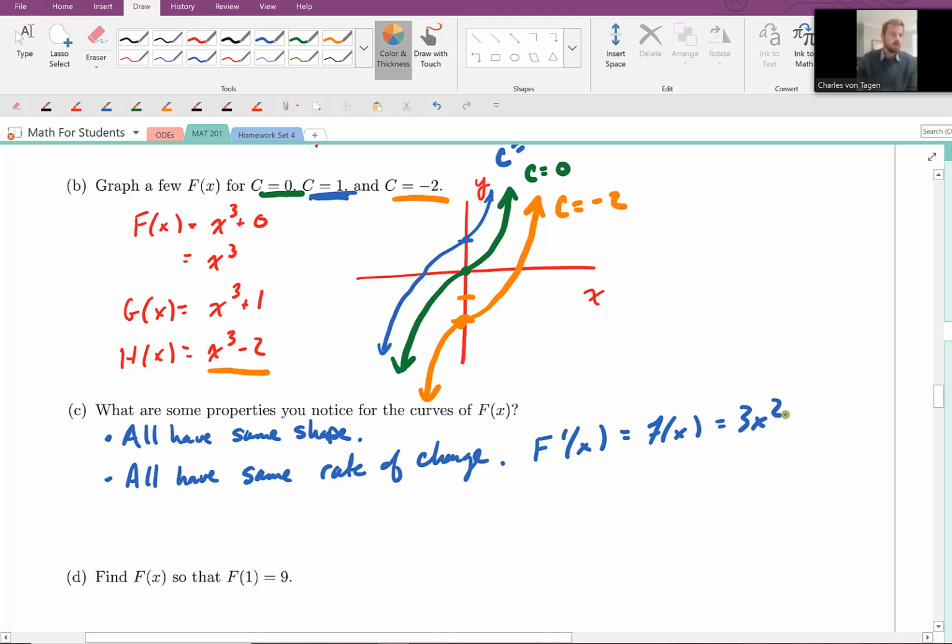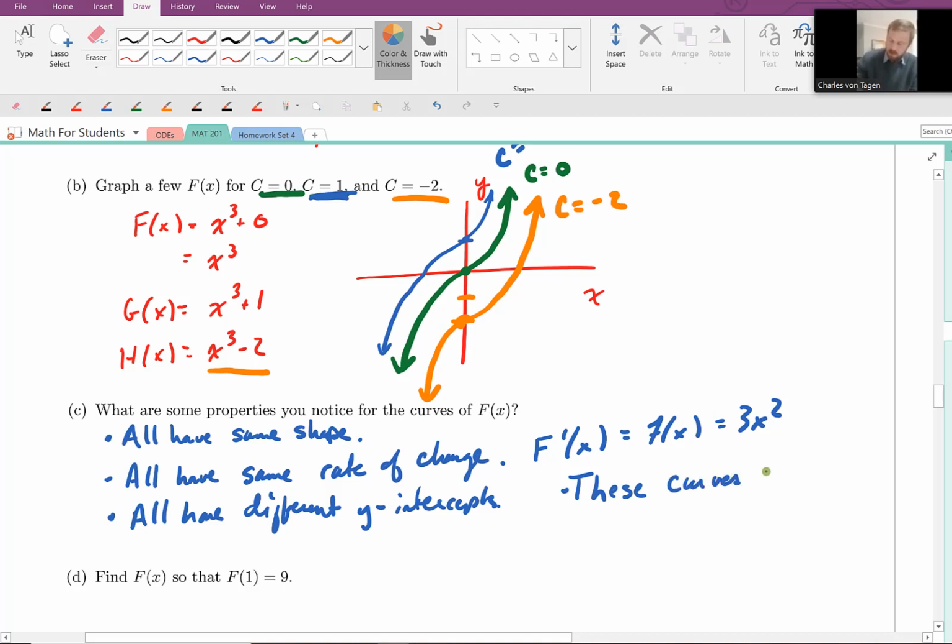So notice that because they all have the same shape, but they all have different y-intercepts, then these curves will never intersect. And that's probably the biggest takeaway point from this example. These curves will never intersect.